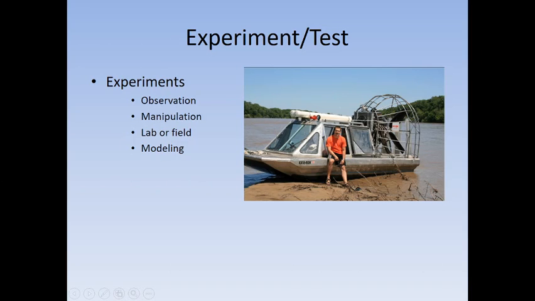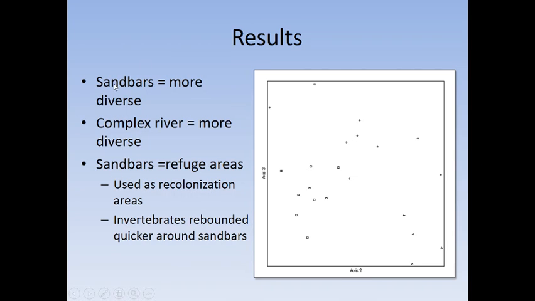You could do some modeling also. So I went to the river, sampled the bugs in a bunch of different spots, and saw what happened. Basically my results were, where there were sandbars, there were more diverse, more species of these bugs. When the river had all these sandbars, a more complex river, you had this more diverse community. They actually use these sandbars as refuge areas. Basically, they would recolonize around those sandbars first before they would recolonize the rest of the river.